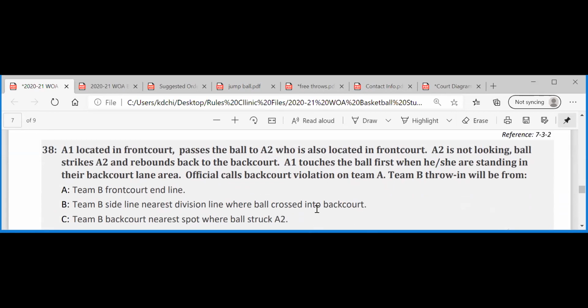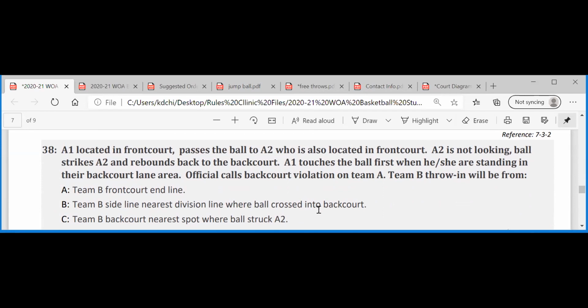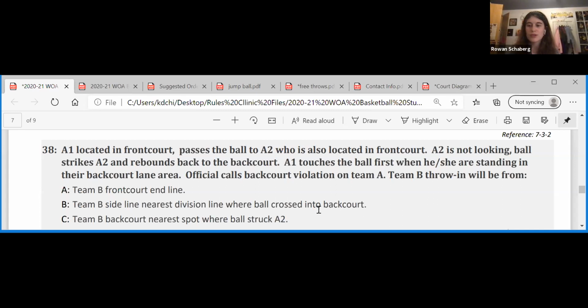38. Rowan. Sorry, couldn't find my mute button for a second. That's okay. A1 located in front court passes the ball to A2, who is also located in front court. A2 is not looking. Ball strikes A2 and rebounds back to the back court. A1 touches the ball first when he or she is standing in the back court lane area. Official calls backcourt violation on team A. Team B throw-in will be from.